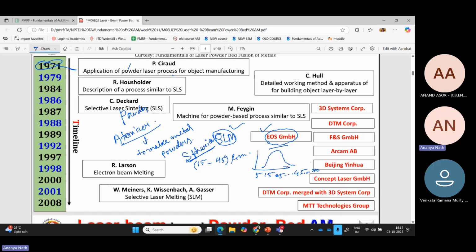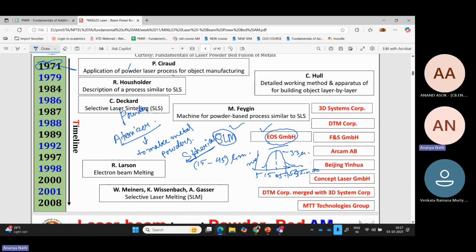So it should look like Gaussian. This is the 45, 70. And this is the 15. So 15 to 45, and this will be around 33 micrometer. Number of particles. So this is the distribution curve. The distribution curve will look like this. The distribution of this 15 to 45 will be a Gaussian distribution.